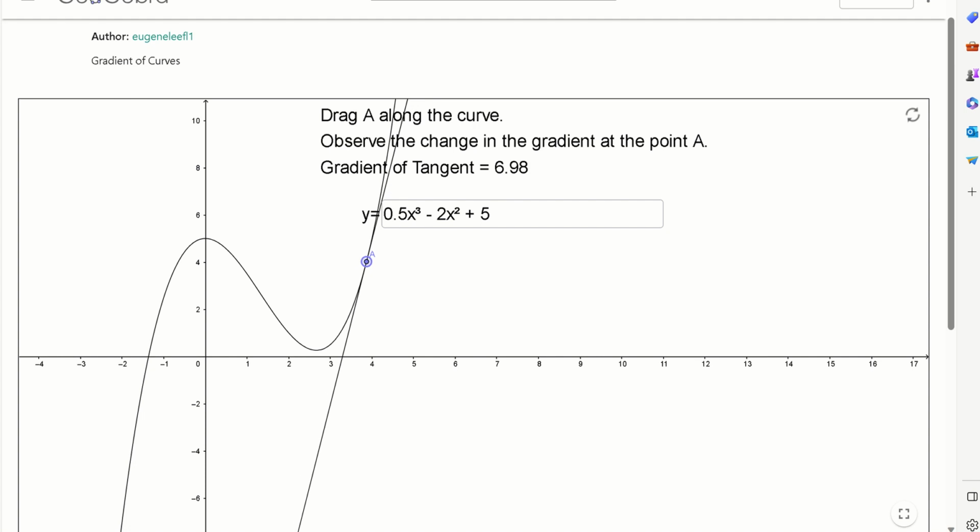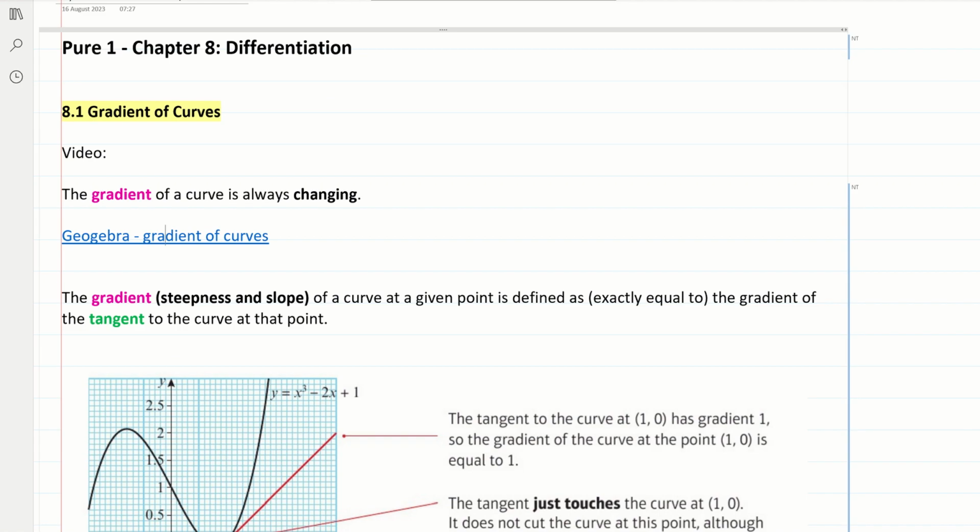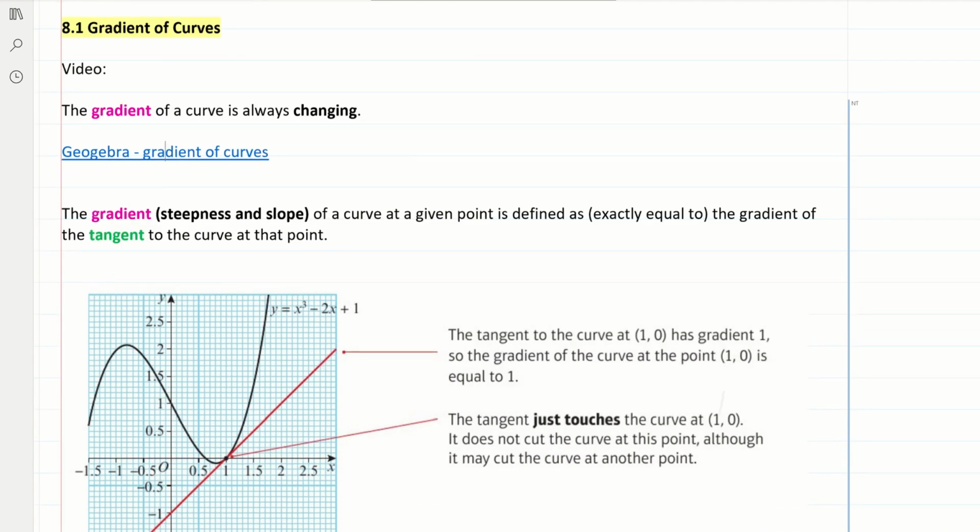steeper again. So the gradient of curves is represented by the gradient of the tangent to the curve at that specific point. And of course, gradient is the steepness and the slope, and it is equal to the tangent, as we said.